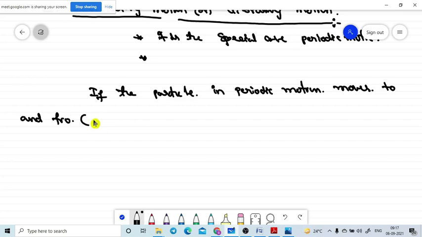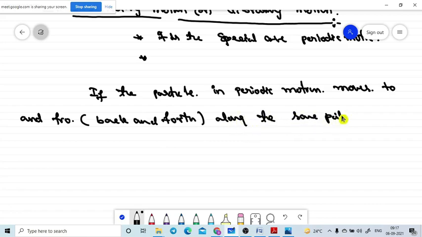That means back and forth. We will name it back and forth. So to and fro means back and forth along the same path. Then that motion is named oscillatory motion.